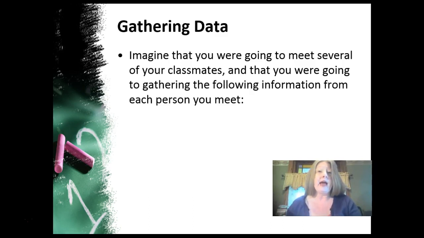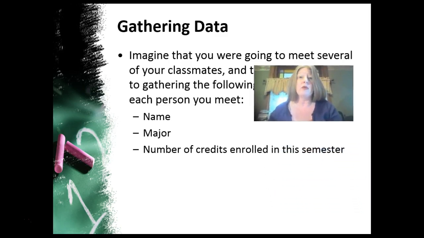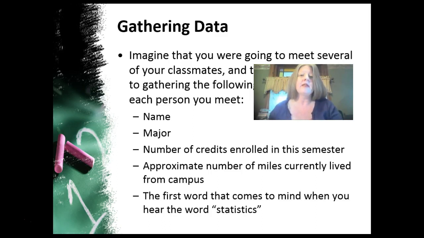And let's say that I ask you to try to meet as many of your classmates as possible. I give you about 5 minutes and I ask you to try to meet as many people as you can in that 5 minutes. And from each person you meet, I ask you to gather some information or some data. So I ask you to find out the name of that person, the major. I want you to find out the number of credits that your classmate is currently enrolled in this semester. I also want you to find out the approximate number of miles they currently live from campus, and the first word that comes to mind when you hear the word statistics.